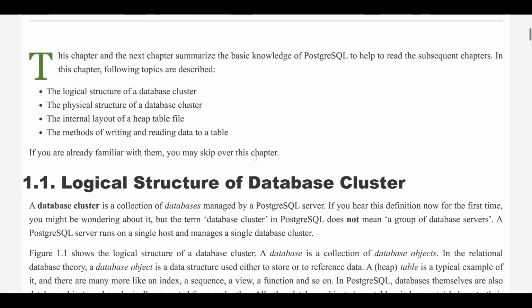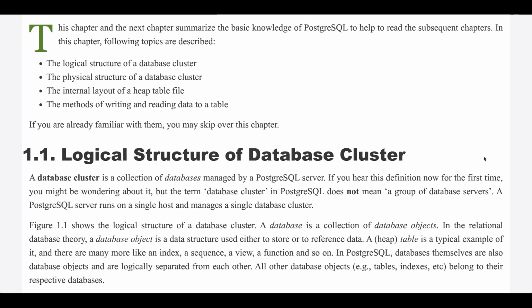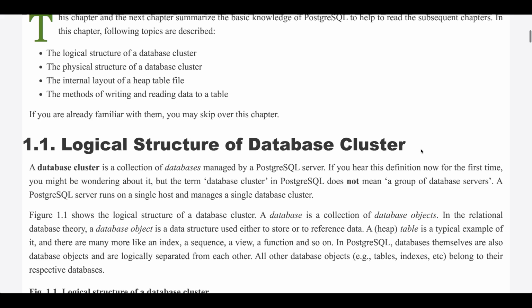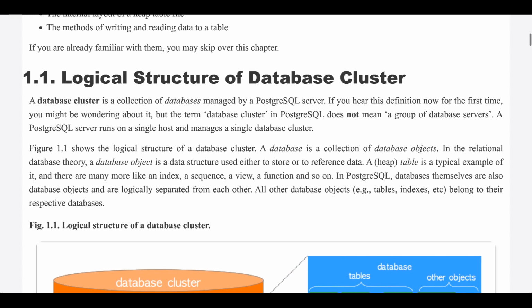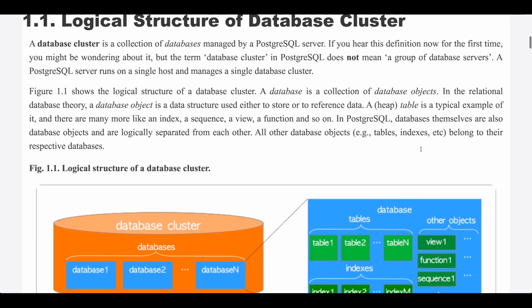1.1 Logical structure of a database cluster. A database cluster is a collection of databases managed by a Postgres server. If you hear this definition now for the first time, you might be wondering about it. But the term database cluster in Postgres does not mean a group of database servers. A Postgres server runs on a single host and manages a single database cluster. Figure 1.1 shows the logical structure of a database cluster.